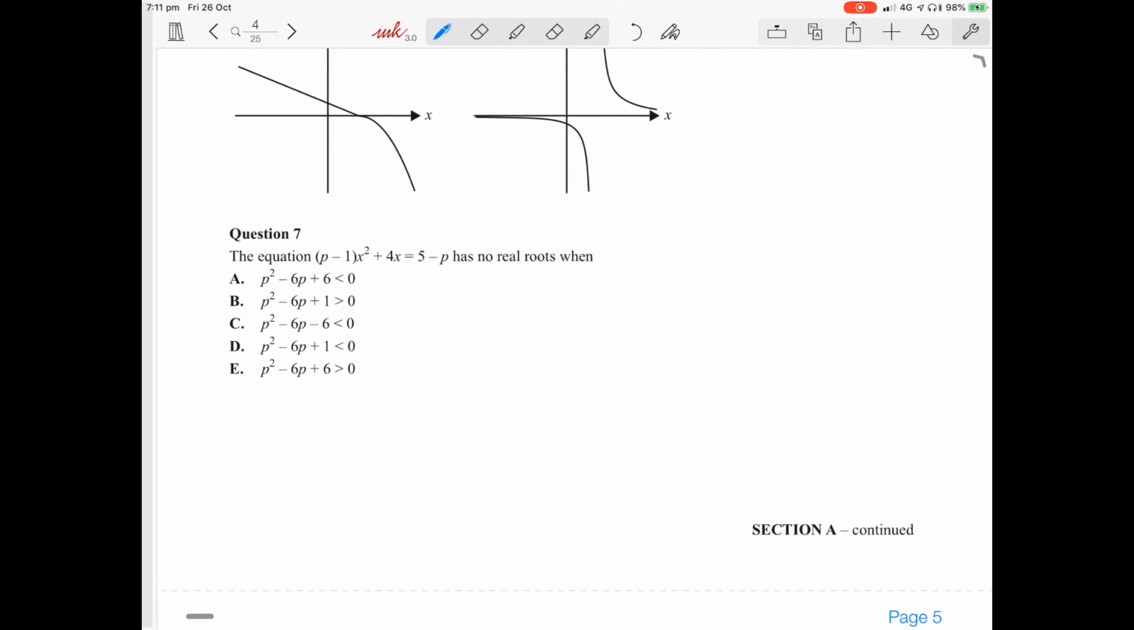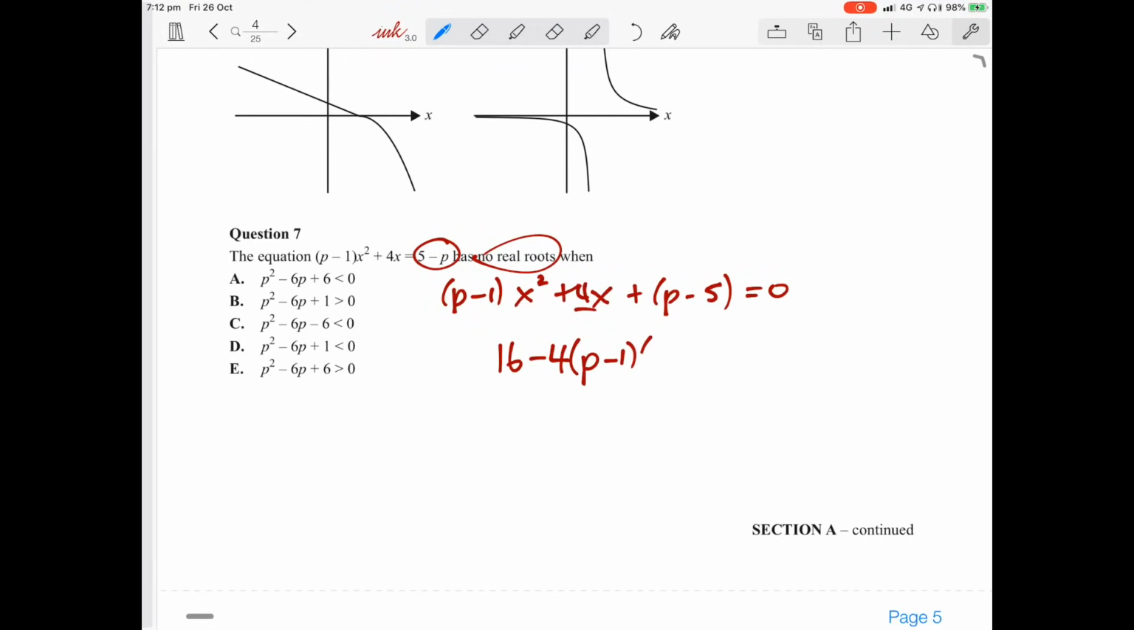The equation that has no real roots when, okay, no real roots with a quadratic. So we're going to have p minus 1 x squared plus 4x, and then plus p minus 5, because when I bring it over, it's going to change sign. Now we know the discriminant has to be less than 0 because I want no real roots. So b squared, 16, minus 4 times p minus 1 times p minus 5 has to be less than 0.